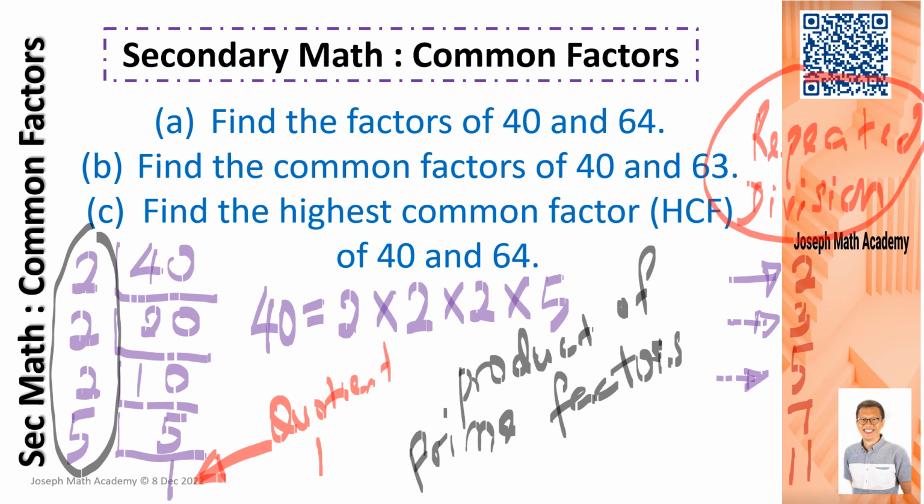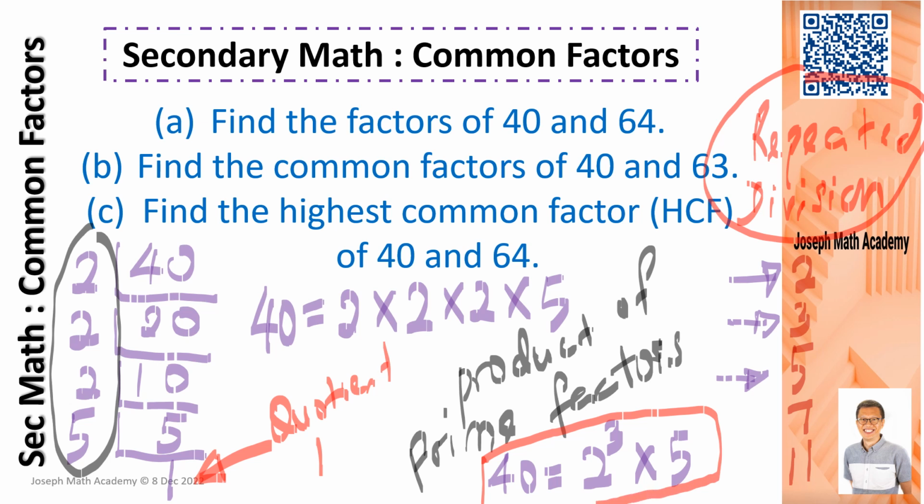This can further be written as 40 equals 2 to the power of 3 times 5. This is 40 written in a different way using indices. Indices is in another chapter in your Secondary 1 book. Now let's move on to the product of prime factors for the number 64. That will be done in my next slide.